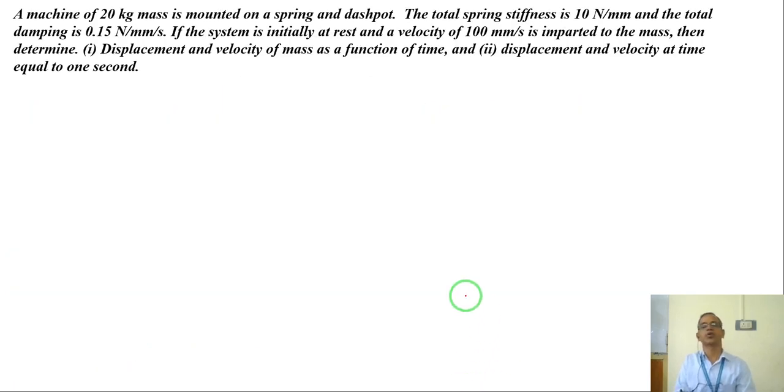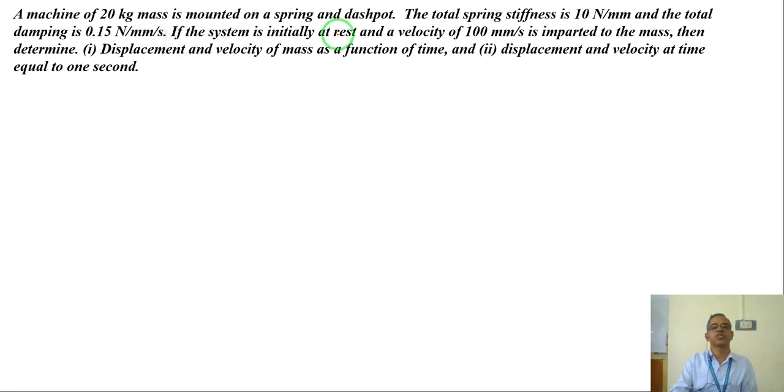So the next question goes: a machine of 20 kg mass is mounted on a spring and dashpot. The total spring stiffness is 10 Newton per millimeter and the total damping is 0.15 Newton second per millimeter.